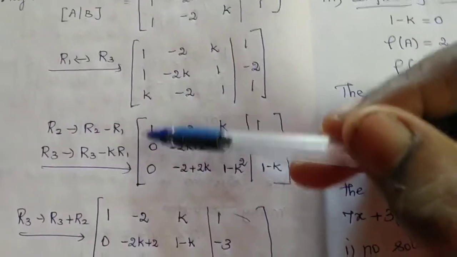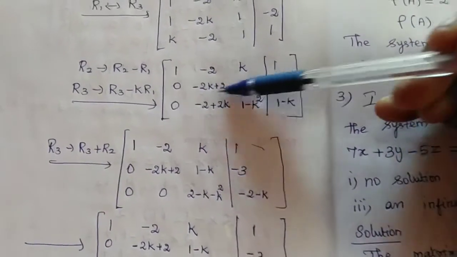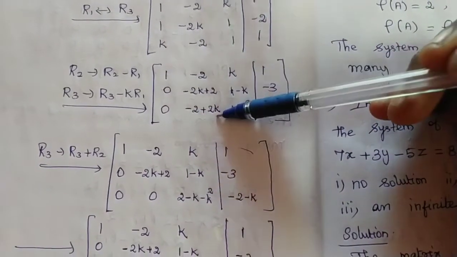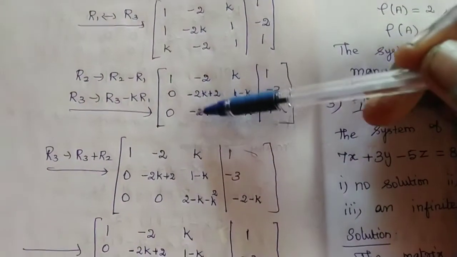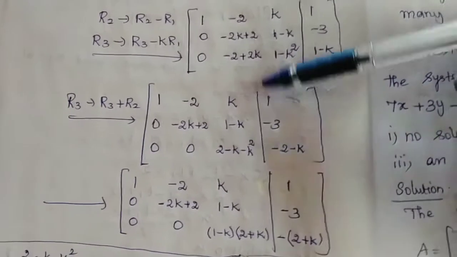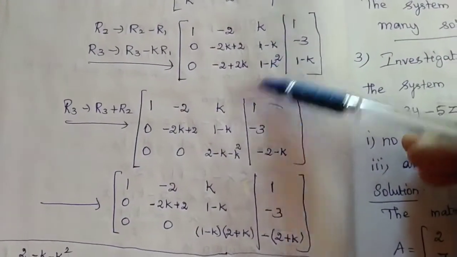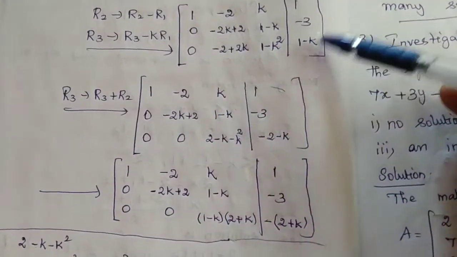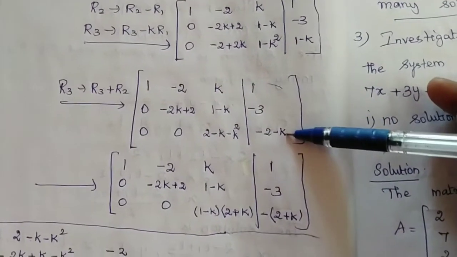Next, we want to make this place equal to 0. Here minus 2 plus 2k and 2 minus 2k, adding these two values we get 0. So R3 becomes R3 plus R2. Add this value: 0, then 1 plus 1 is 2 minus k squared, and this one is 1 minus 3, which is minus 2 minus k.